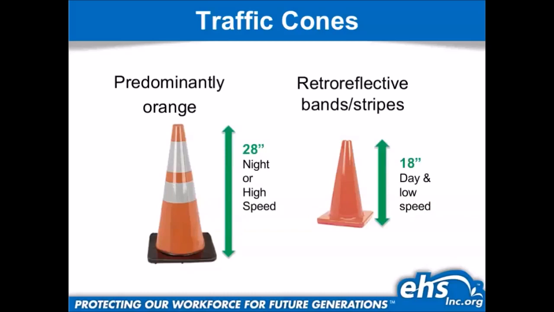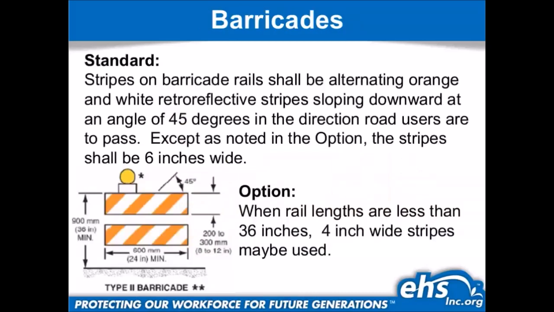Now, the guidelines say night or high speed being 45 miles per hour or more, low speed 40 or less. So, the guidelines say you can use the day or low speed cones, but again, I don't encourage it. It's better to use the cones that can be seen at a greater distance, can be seen by more people. And the reflective material also matters on these cones, and on your signs and your vests and everything else.